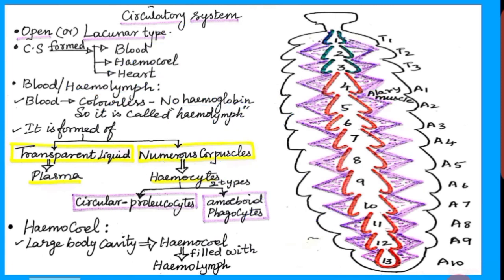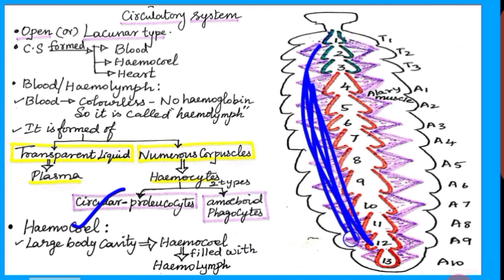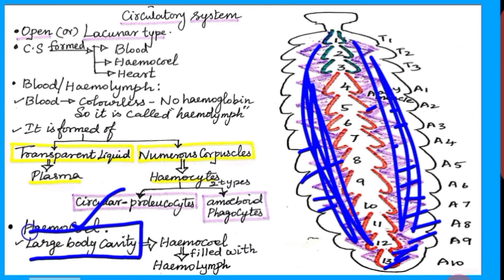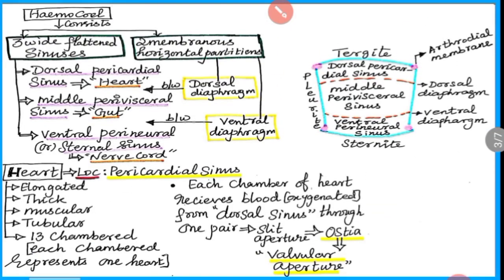Next, hemocoel. What is hemocoel? The large body cavity which is filled with hemolymph is called the hemocoel. This hemocoel consists of 3 widened flattened sinuses and 2 membranous horizontal partitions.